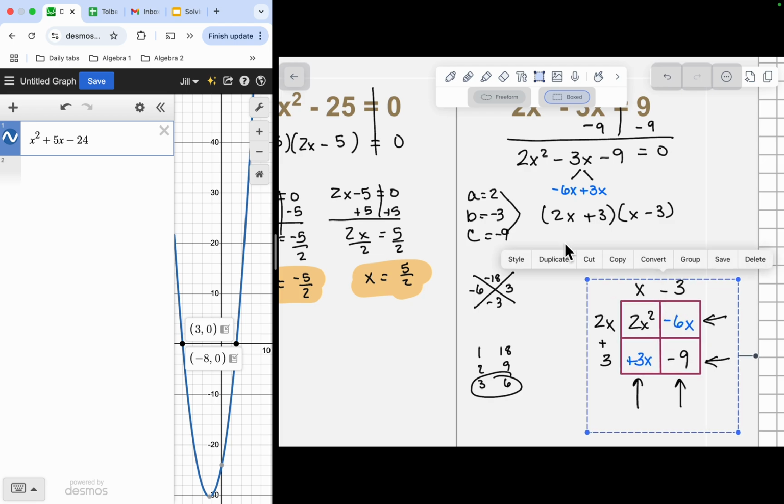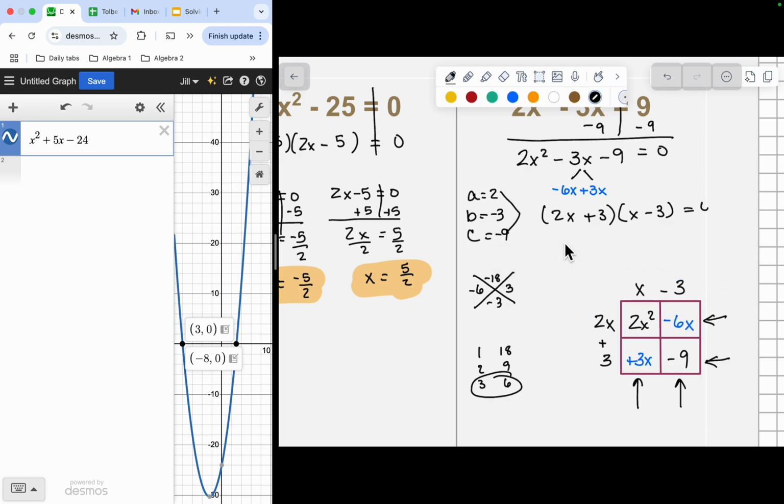And then to solve that quadratic, I want to find what makes them equal to 0. And again, using the zero product property, when two numbers multiply to give us 0, one of the two numbers has to be equal to 0. So either 2x plus 3 equals 0 or x minus 3 equals 0.